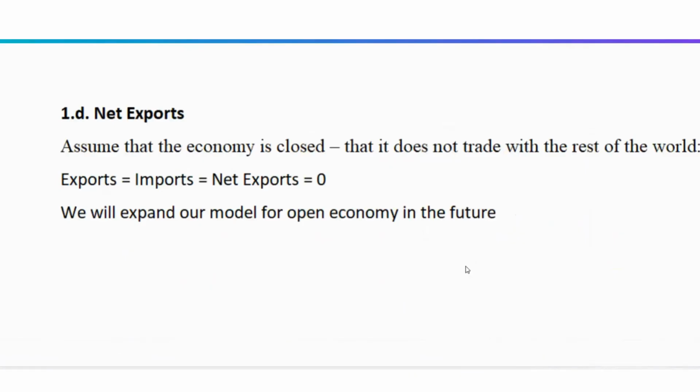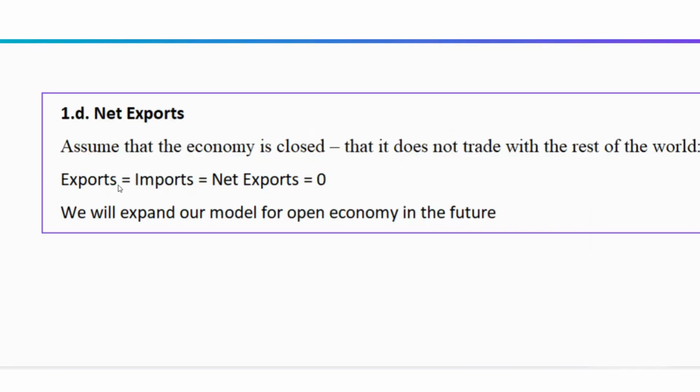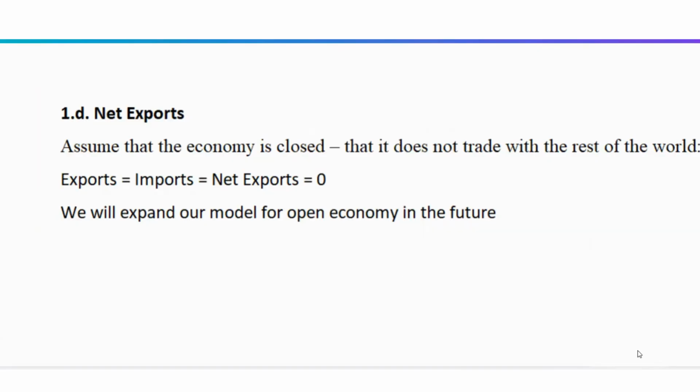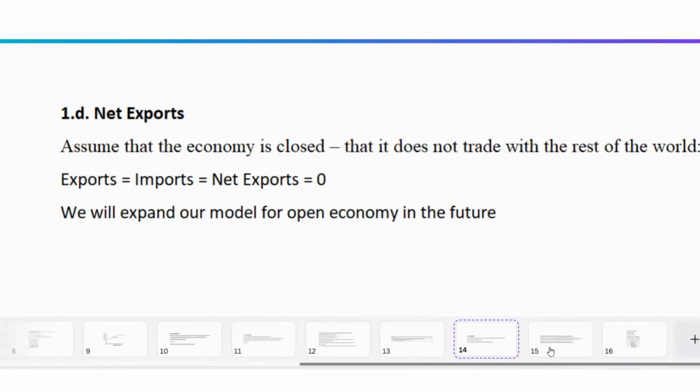The last component of total demand for goods in our model is net exports, and we're going to assume the economy is closed. That is, it does not trade with the rest of the world, which means that exports, imports, and hence net exports are zero, and net exports are the difference between exports and imports.